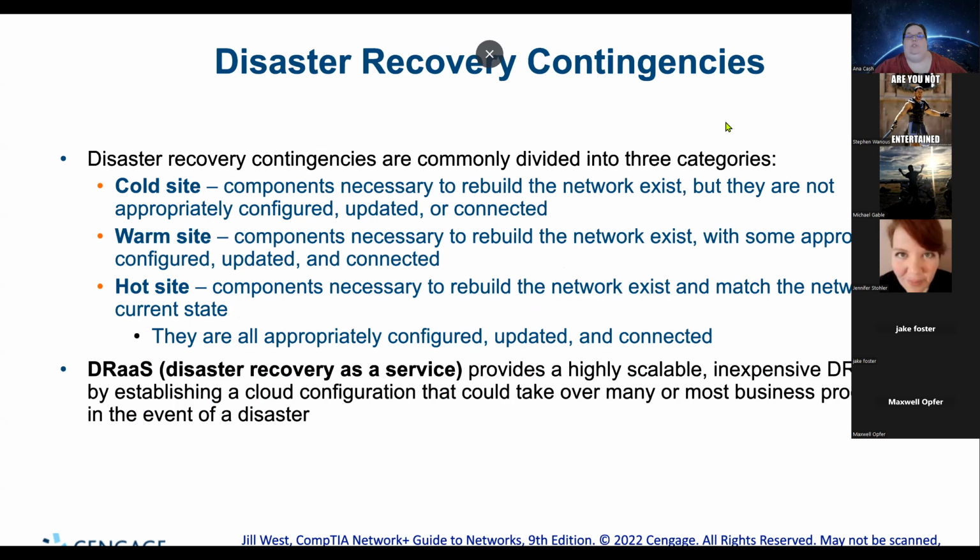Disaster recovery contingencies. Disaster recovery contingencies are commonly divided into 3 categories: a cold site, warm site, and hot site. Cold sites: components necessary to rebuild a network exist. They are not appropriately configured, updated, or connected. They're basically just sitting in storage.